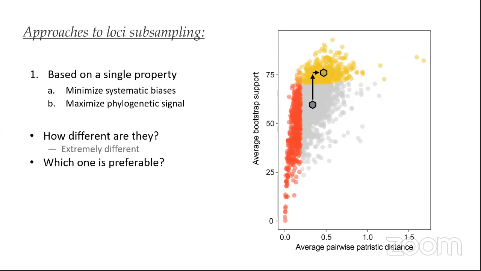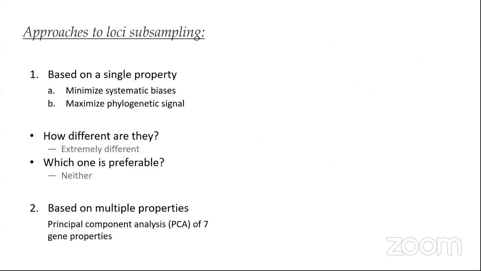So there's no way in which we can subsample from this distribution in a univariate way and not either increase both or decrease both. So there's a constraint that doesn't allow us to optimize both dimensions simultaneously, because ideally we would like to increase support while at the same time increasing signal while at the same time decreasing error. And so I would say that neither one of these is actually preferable. Neither one is giving us the small set of really good, reliable genes. And so it's evident that we need to simultaneously account for multiple gene properties.